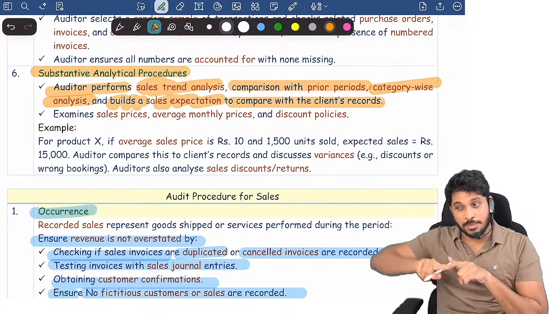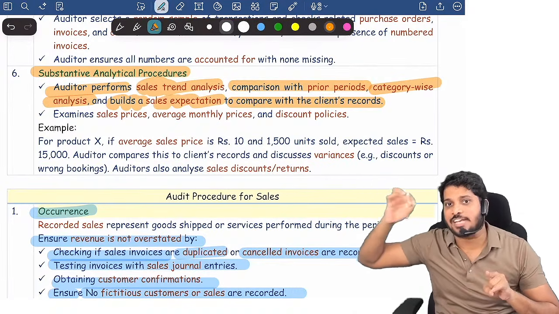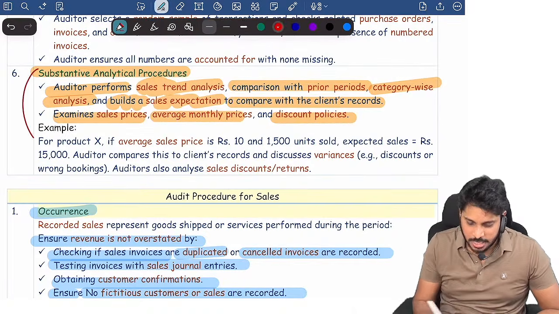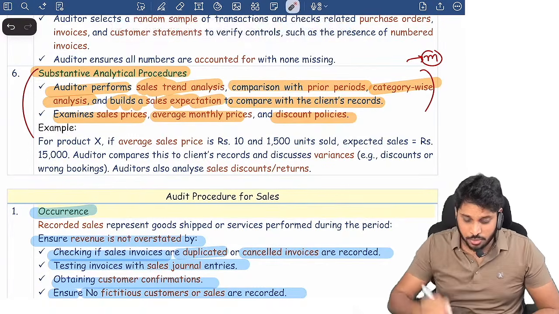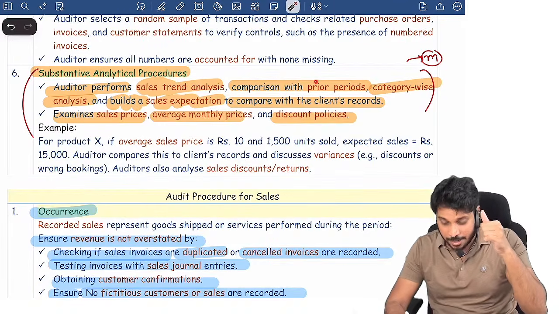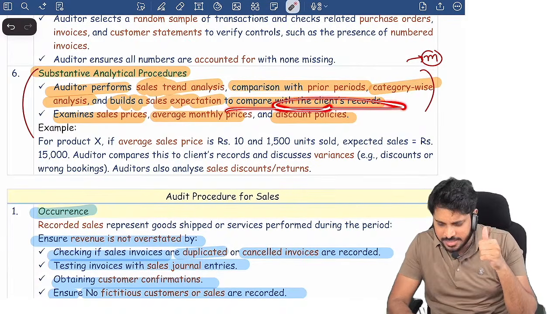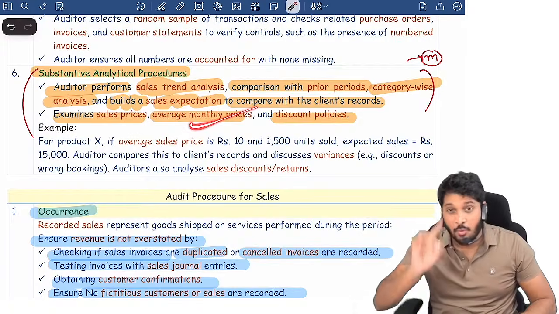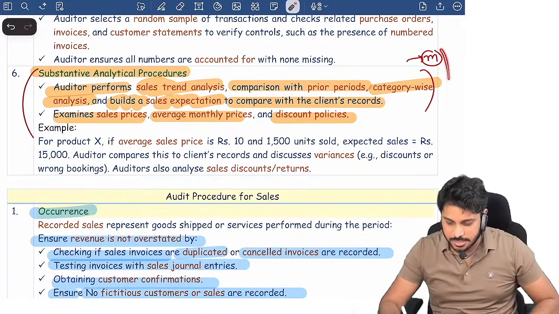At the beginning of the audit I will develop how much sales are expected this year, and once the series is completed, I will see how much sale was actually made. Examine sales prices, average monthly price and discount policies. So a 5-mark or 4-mark question can come on substantive analytical procedures. Write about substantive analytical procedures over sales: first, sales trend analysis, comparison with prior period, category-wise sales, build a sales expectation and compare with actual sales records, and verify the discount policy of the company, the average monthly price and the sales price. That's it, guys. So this is regarding sales audit.